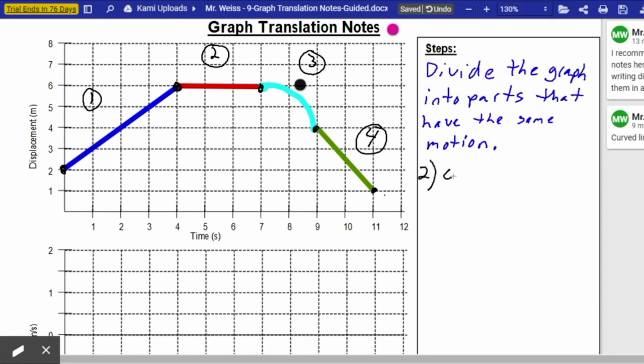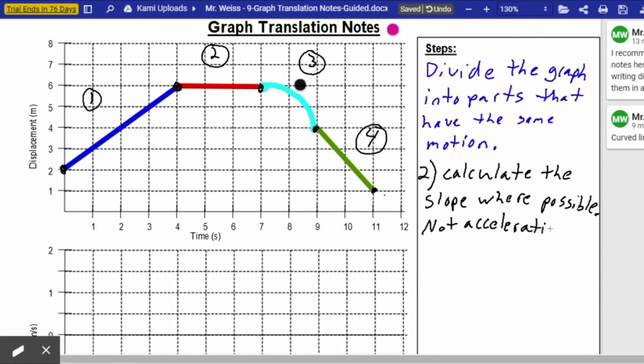Now that we've identified the 4 different parts to this graph, we need to calculate the slope of each of these parts. Remember, the slope of this graph is going to tell us how fast the object's moving, in other words, the velocity. Some of you may notice that there are certain parts of this displacement versus time graph that we aren't going to be able to calculate the slope of. So let's get started with calculating these slopes.